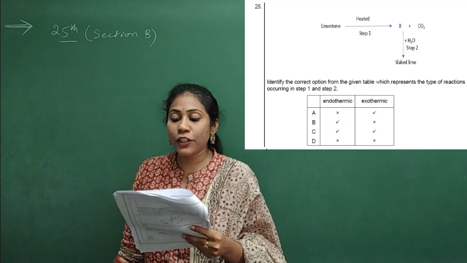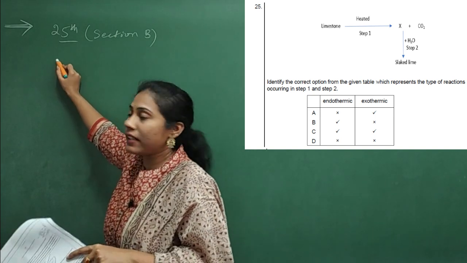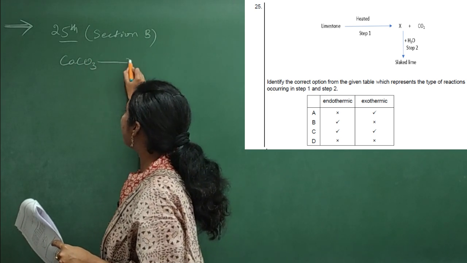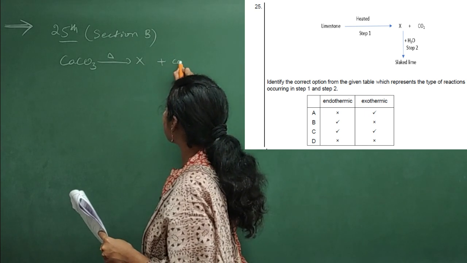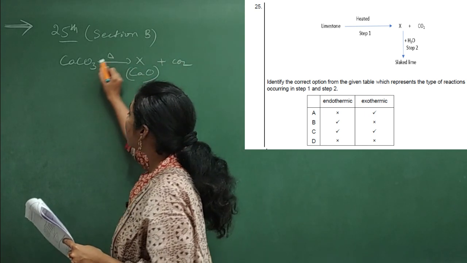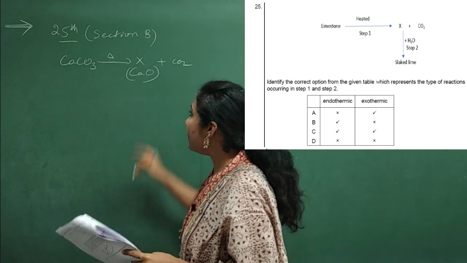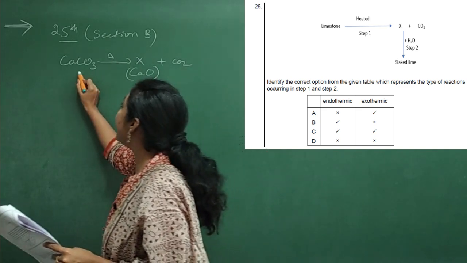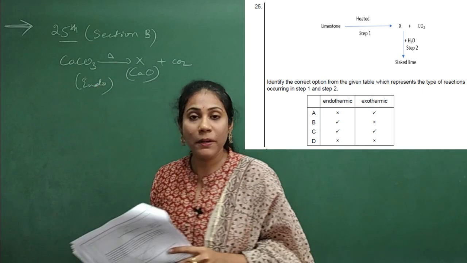Limestone, when heated, you will get X plus CO2. There's a reaction sequence. Let's try to write the reaction here. Limestone, which is nothing but calcium carbonate. When you heat, you will get X plus carbon dioxide. So what is this X? Definitely it's quicklime. So when you heat limestone, you will get calcium oxide and carbon dioxide. Can you tell me whether this is endothermic or exothermic? Definitely it is an endothermic reaction, because heat is supplied from outside.